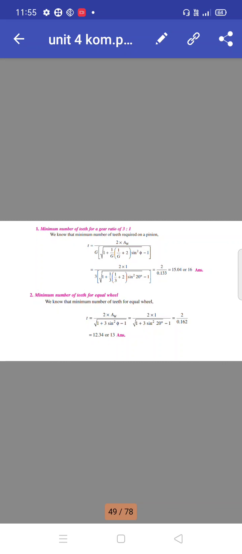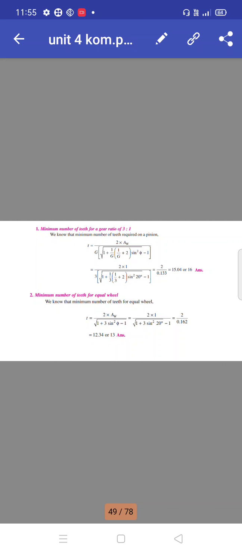Minimum number of teeth for gear ratio 3 is to 1. So the formula is 2 into Aw by G into root of 1 plus G into 1 plus G plus 2 into sine square phi, minus 1, from which we can calculate the value 15.04, or simply we can round off to 16. We can take it as the maximum value.